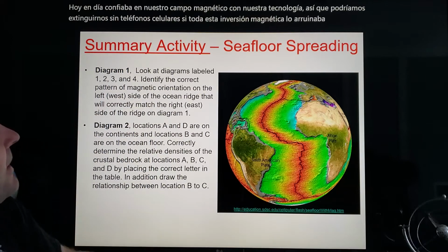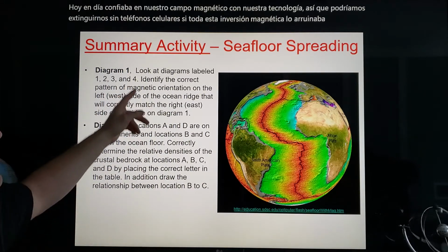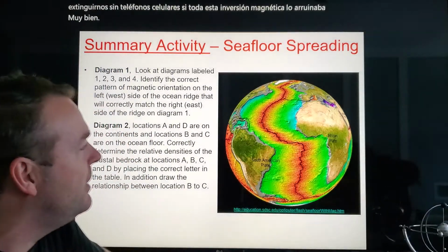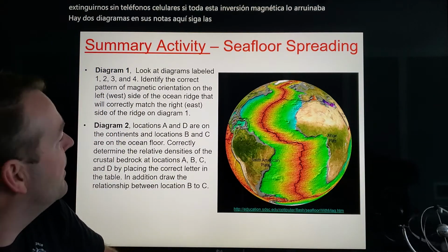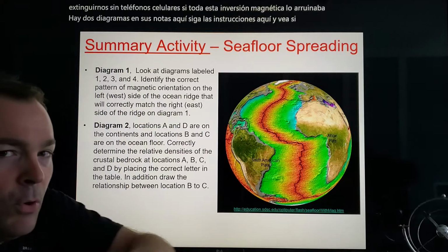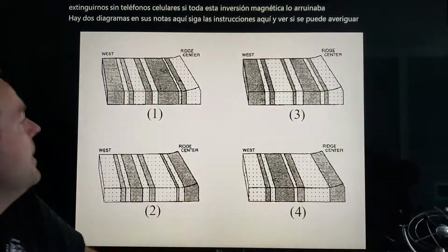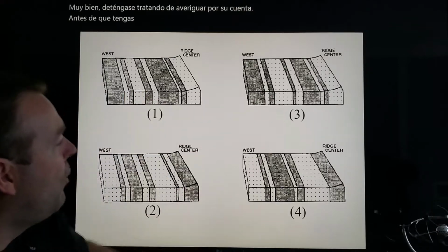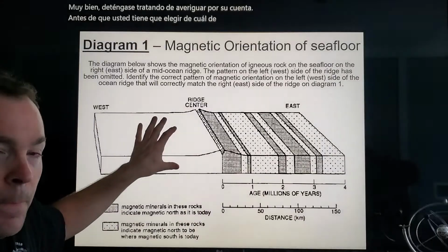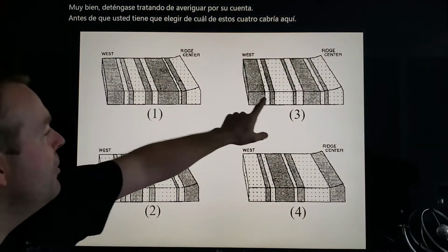All right, so let's try to wrap it up. There are 2 diagrams in your notes here. Follow the directions here and see if you can figure it out. All right, pause, try to figure it out on your own. Here we go. These are the 4 you have to pick from. Which one of these 4 would fit here? Right, so you go through your 4, you match up.